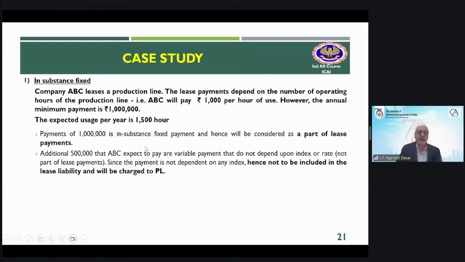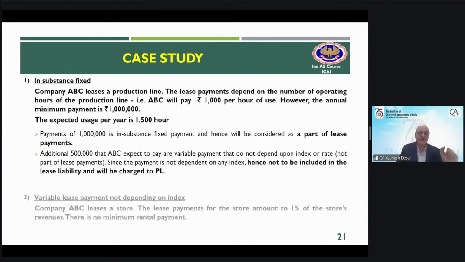Payments of 10 lakhs are in substance fixed payments and hence will be considered as a part of the lease and will be discounted. However, the payment of 5 lakhs, which is being paid for the extra 500 hours up to 1,500 hours, is a variable payment not linked to an index or a rate and hence will not form part of the lease payment for the calculation of the present value. Rather, as and when the expenses are incurred, they will be expensed.